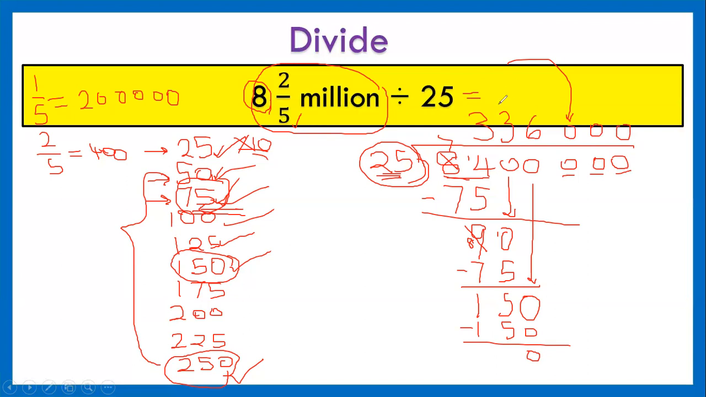8,400,000 divided by 25 would be 336,000. So remember, step 1 would always be to convert it to a whole number. And step 2, depending on what you're going to divide, you'll have to build the timetable up if it's a huge number. If it's like divide by 5 or divide by 7 or divide by 8, then it's not a problem.